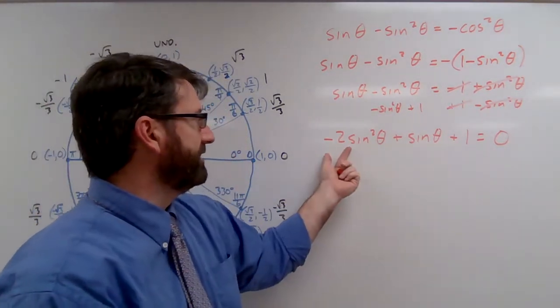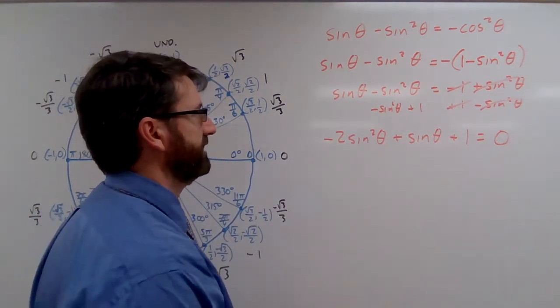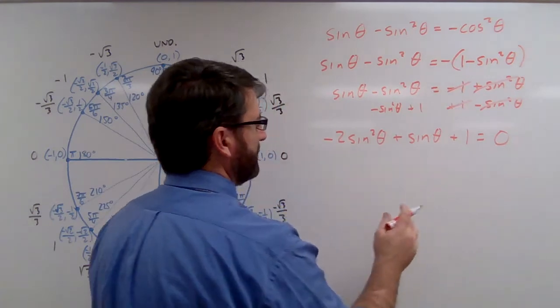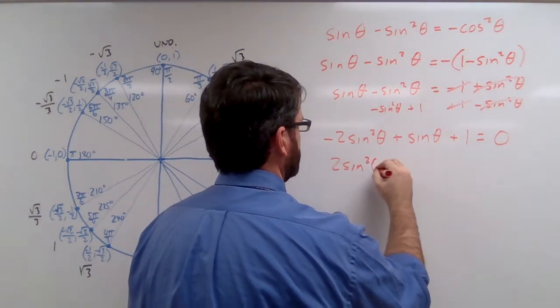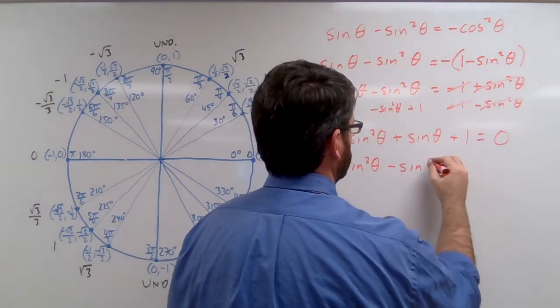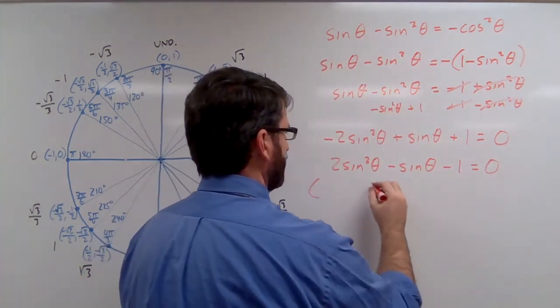When I'm factoring, I usually don't like to have a negative leading coefficient here. So let's multiply the whole thing by negative 1. That'll give us 2 sine squared theta minus sine theta minus 1 equals 0. Now we can factor this.